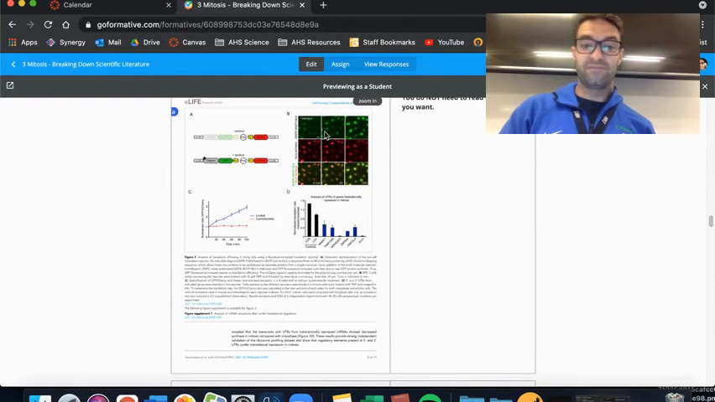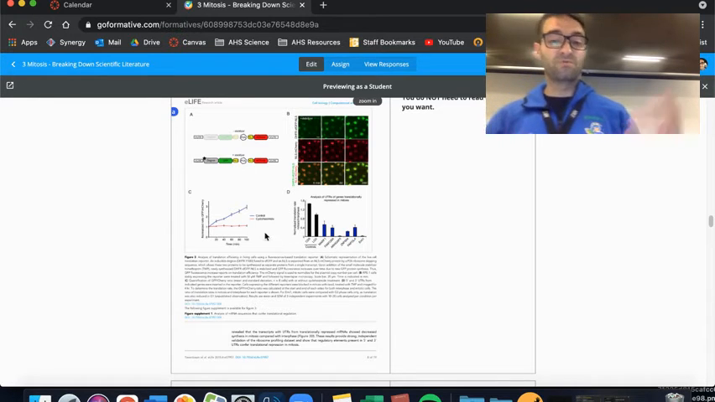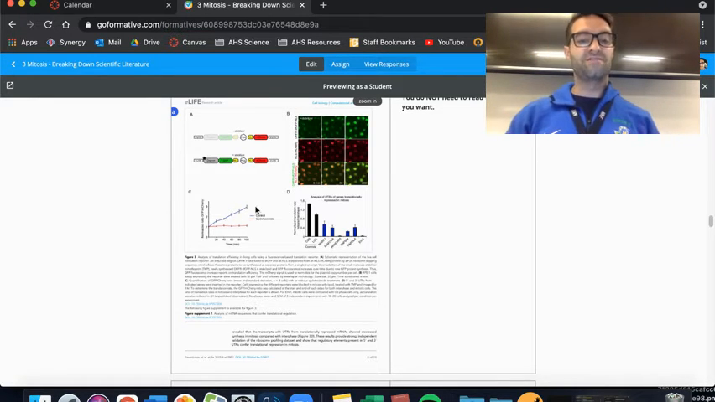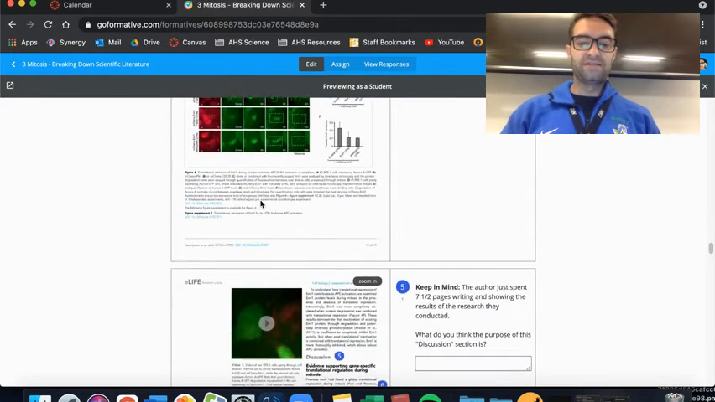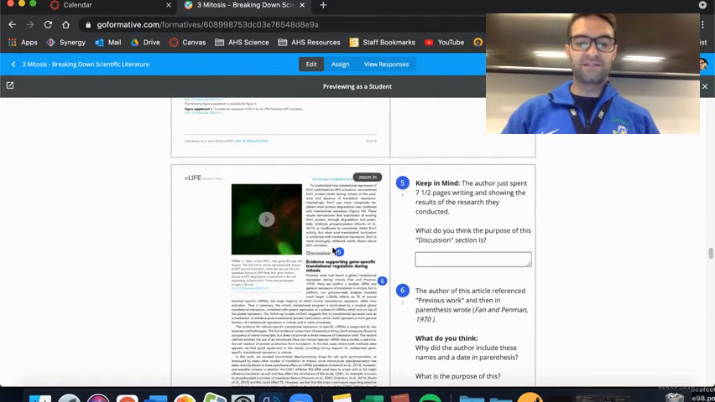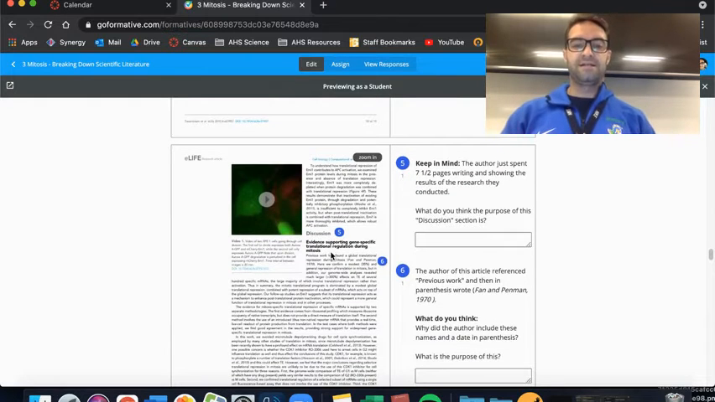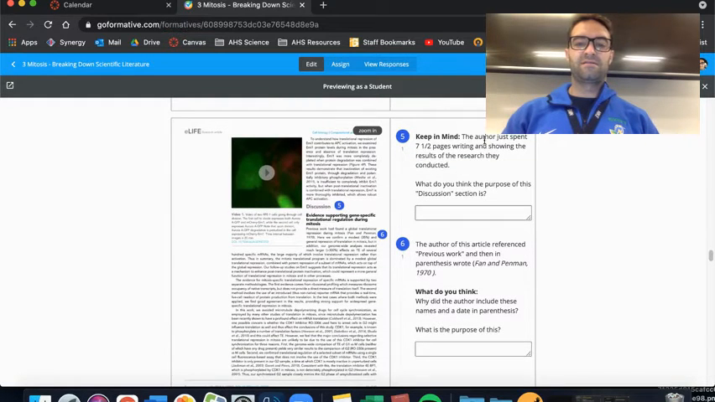Okay, more images to support what their experiment was doing and their findings. More and more pages. And then finally, we get to this next section. So it's question 5 here, the discussion. Looking at the question here, the author just spent 7.5 pages writing and showing the results of the research they conducted. What do you think the purpose then of the discussion section is?